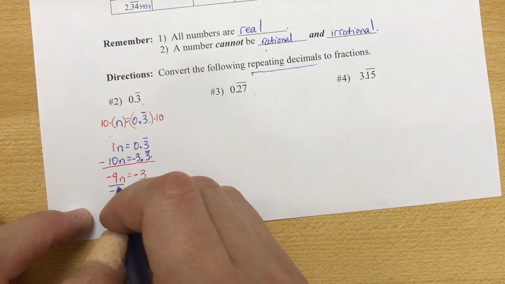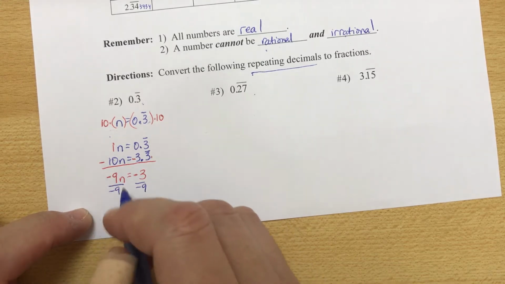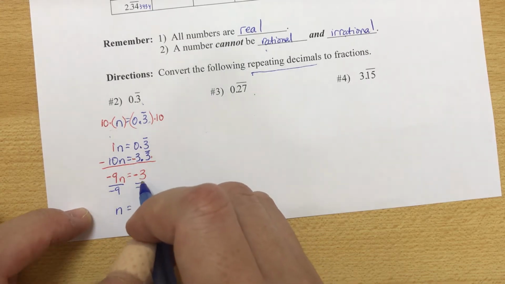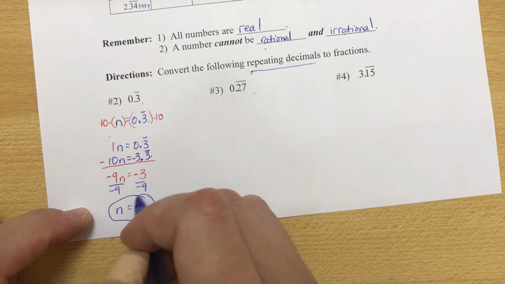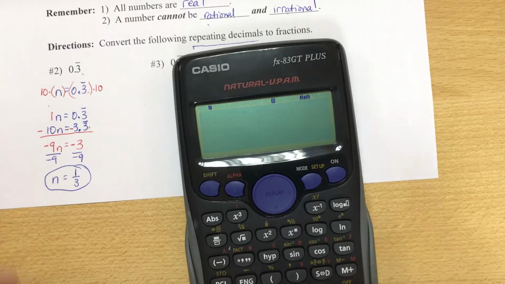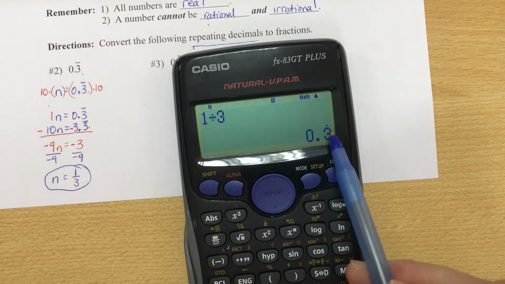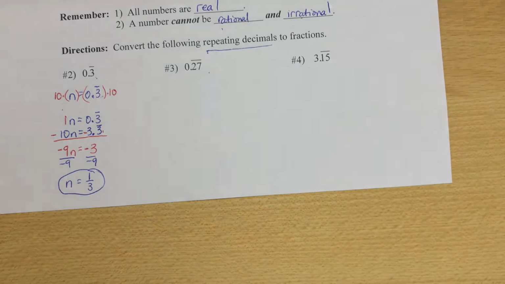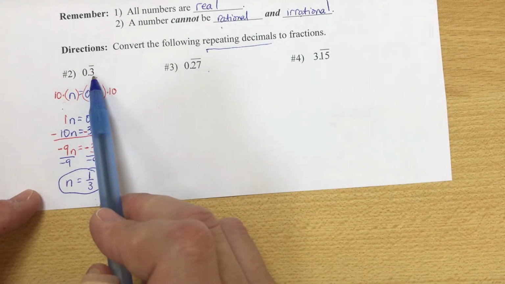I would divide by negative 9. And so what I get here is positive 1n, or just n, equals negative divided by negative. That reduces to 1 over 3. And just to show you, 1 divided by 3 as a decimal is 0.3. Now this puts a dot here, so that's just 0.3 repeating. Okay? So this fraction is equivalent to this repeating decimal.